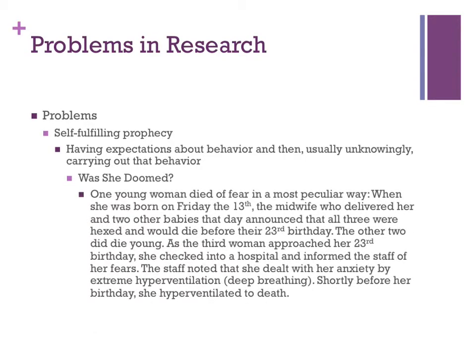Here is a little story that you can read about, Was She Doomed? It gives you an example of the self-fulfilling prophecy, where she was told that she was going to die before her 23rd birthday, and as her birthday approached, she started getting very scared and eventually went to the hospital, had extreme hyperventilation and anxiety, and eventually died from that.